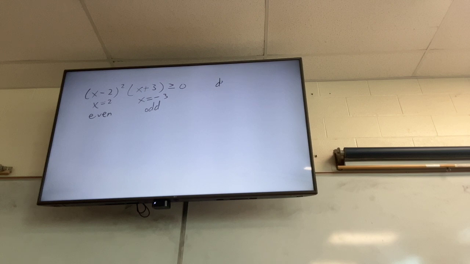What's the degree of my polynomial? 3. Where'd 3 come from? Just a little check. We added the multiplicities. Lead coefficient's positive, right? 1 times 1 times 1 is positive. Odd positive. We're going to fall left, rise right. Where did Mr. Rushka get that from? The charts, which you can memorize by doing the end behavior dance. Hit the end behavior, okay?